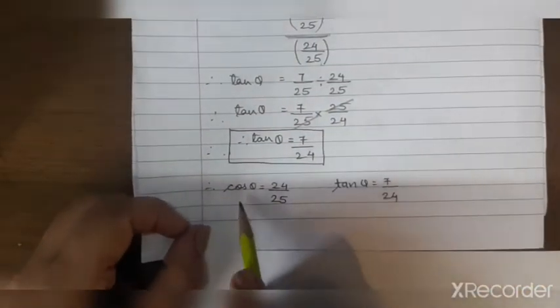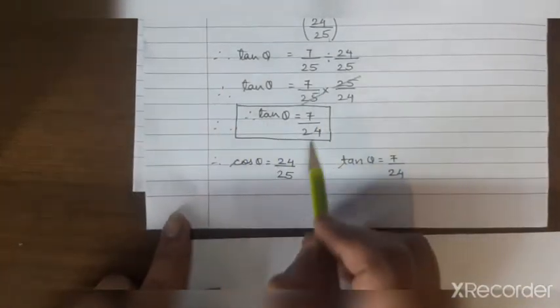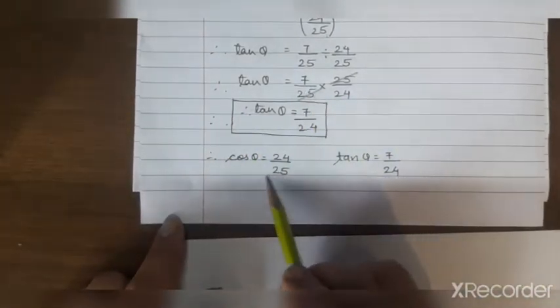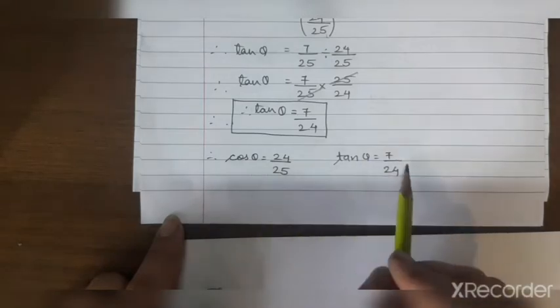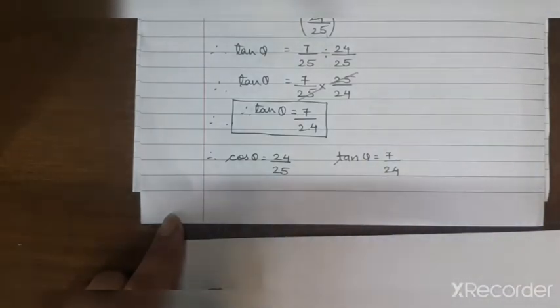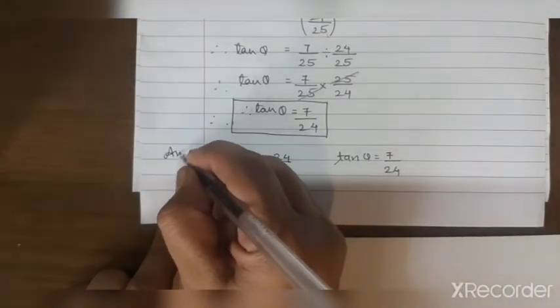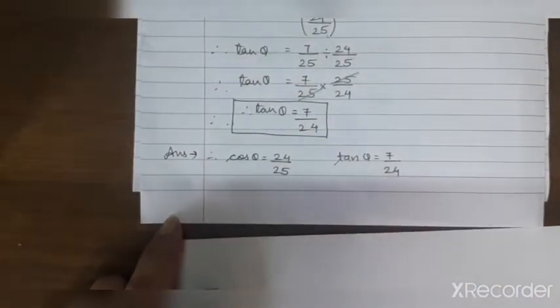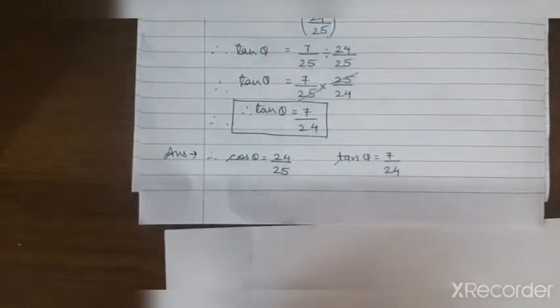At the end, you can always make a box where you have found a solution, but finally we need to write all the answers together. So you need to mention here that these are the answers: cos theta which we found as 24 upon 25 and tan theta which we found as 7 upon 24.